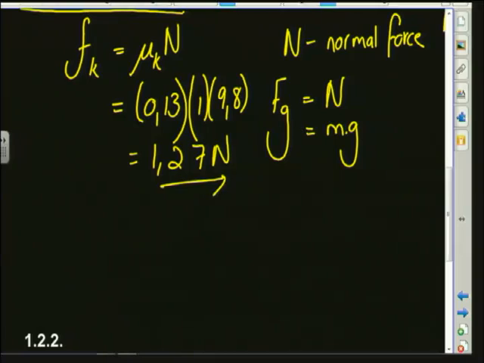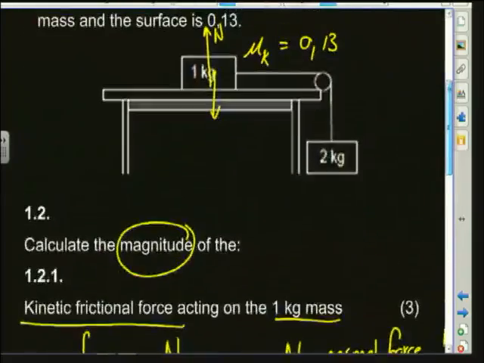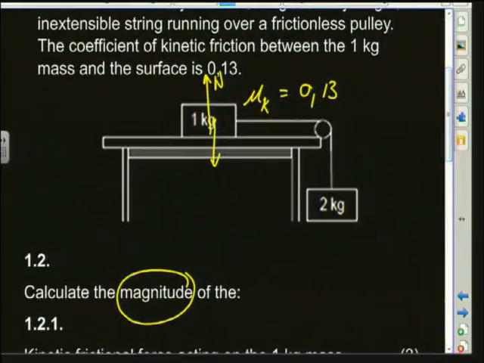What do I do with this information? Well, actually, I'm going to go back here, and I'm going to write it in. My kinetic friction, which goes in the opposite direction, is 1,27 newtons. Now, I've done it in different colors because it makes it easier. By this stage, your diagram looks like a dog's breakfast, but that's okay. I'm probably going to need this information, all right?